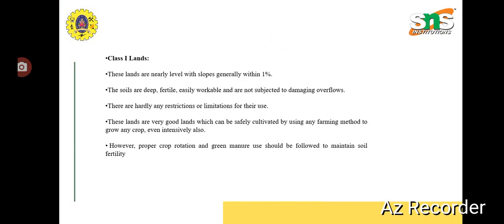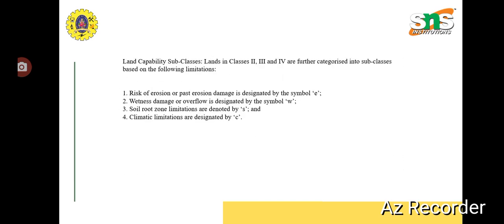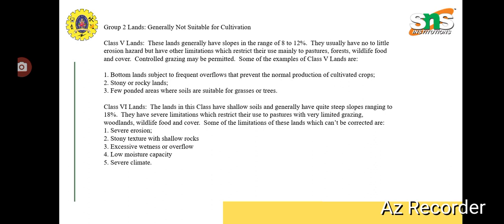In this class, we are going to see classes 5 to 6, that is group 2 lands. Class 5 soils have very severe limitations that restrict their capability to produce perennial forage crops, and improvement practices are feasible.